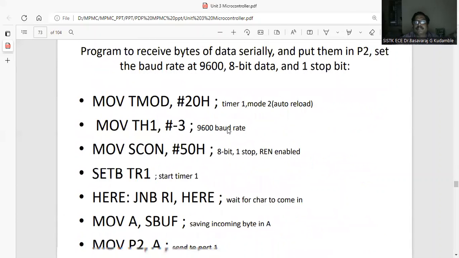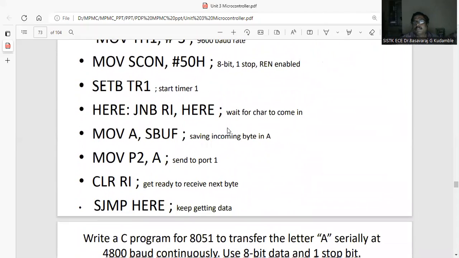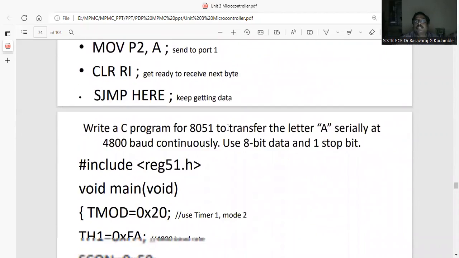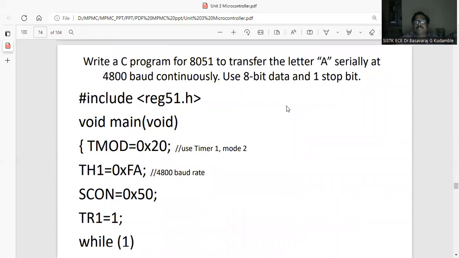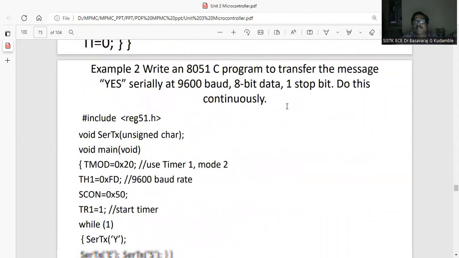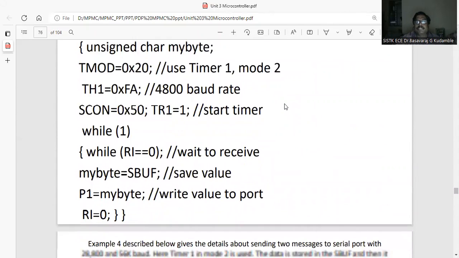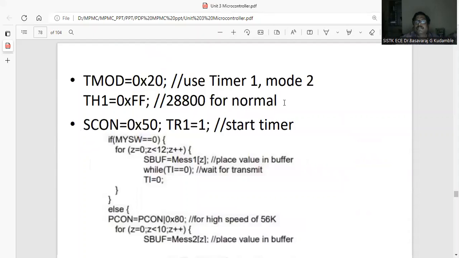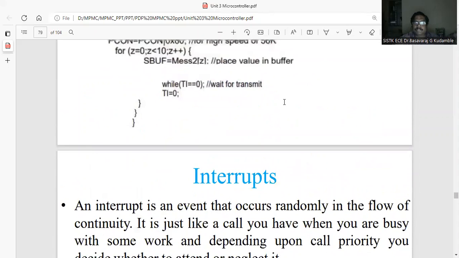Okay, the same procedure. There is an embedded C also, you can write the same procedure. Some different baud rates also you can set by changing the values of timer register. So this is about the serial communication.